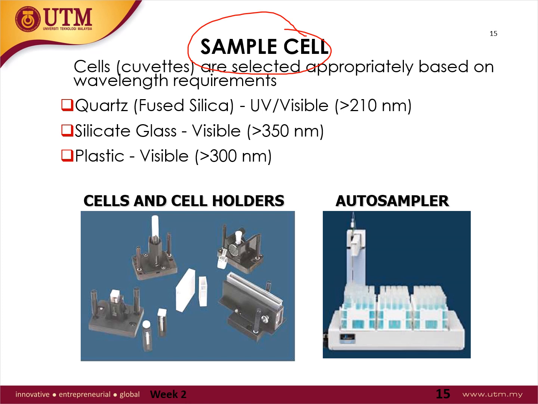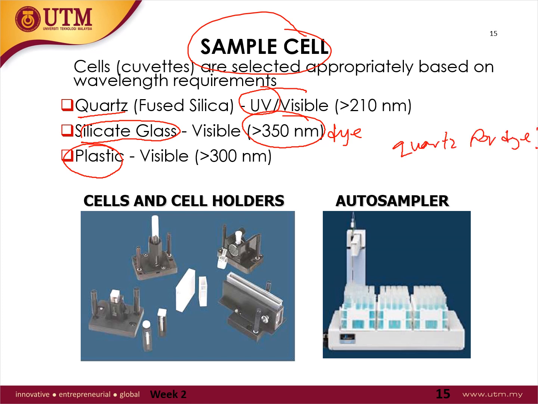You can use quartz if you want to analyze something in the UV region. Okay, if you have colored solutions such as food dye that possess a wavelength of more than 315 nanometer, then you can use a glass cuvette and a plastic cuvette, which is suitable for 300 and above. But if you use quartz for dye, is it okay? Still okay, because it is also usable within this range.